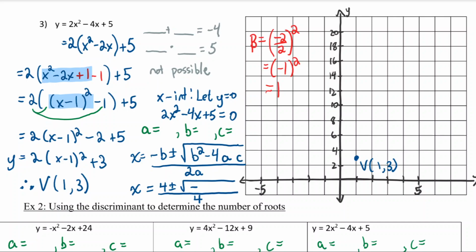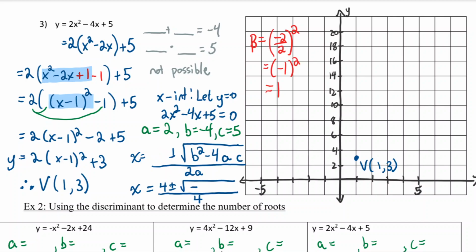There still could be. Let me show you how we truly check to see if there are x-intercepts. What we need to do is let our equation equal 0. Because we cannot factor this quadratic right here, we can instead use the quadratic formula. So my a value is 2. My b value is negative 4. My c value is 5. I input that into the quadratic formula.